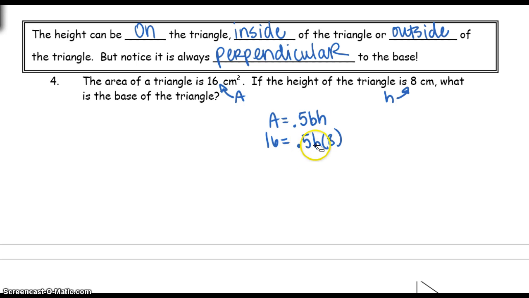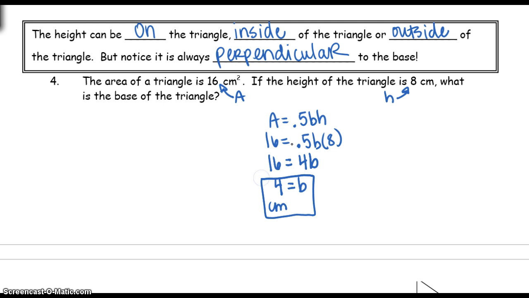So you can do what's 0.5 times 8. So half of 8 is 4, so we have 4b here. And then to get b alone, we divide by 4 on both sides. And 4 equals b. 4 what? 4 dogs, 4 moons, 4 cats? 4 centimeters. The base is 4 centimeters long.